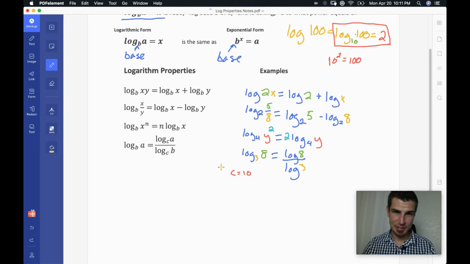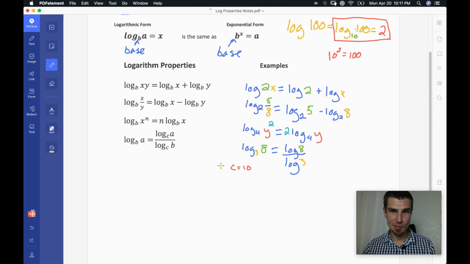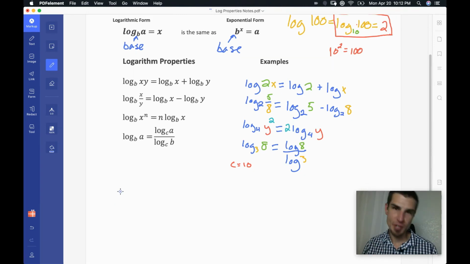So let's just scroll on down here a little bit. We've got another property that we need to discover. Actually, two. Let's do two, shall we? Actually, three. Let's do three. I would like to pose a question for you. What if we had 10 to the power of log of x? So 10 is our base here, and log of x is the exponent itself.